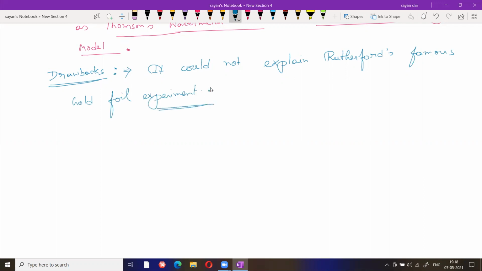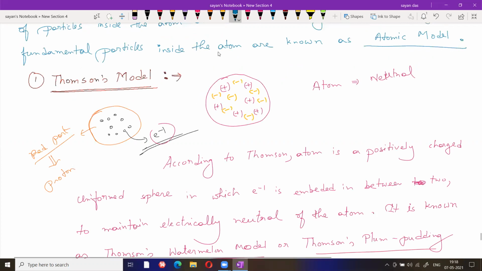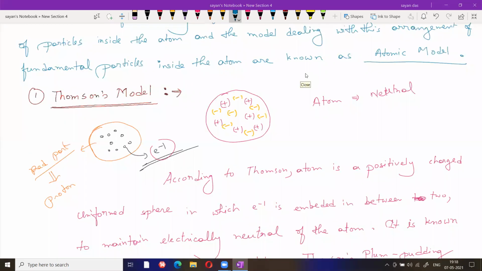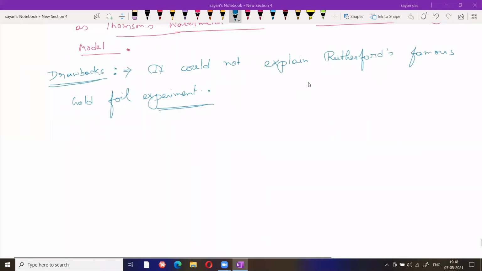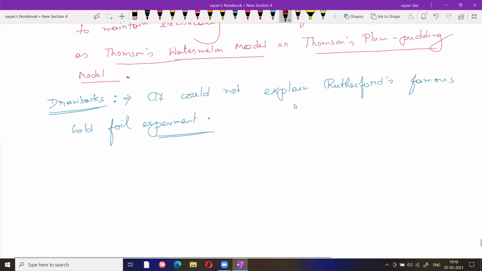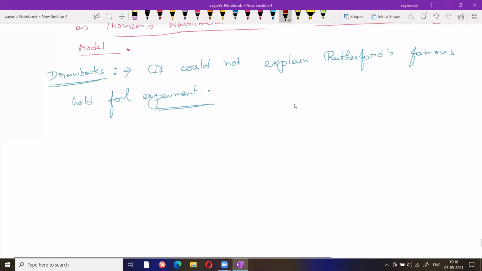Any doubt regarding the Thomson model? Anjali, any doubt? Disha, Avinya, Navneet, Harshita, any doubt? No, sir. Okay. The next model is very, very important from the JEE and NEET point of view: the Rutherford atomic model. Questions come from the Rutherford atomic model and then the Bohr model.